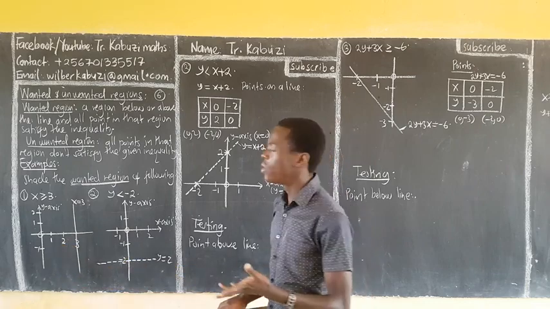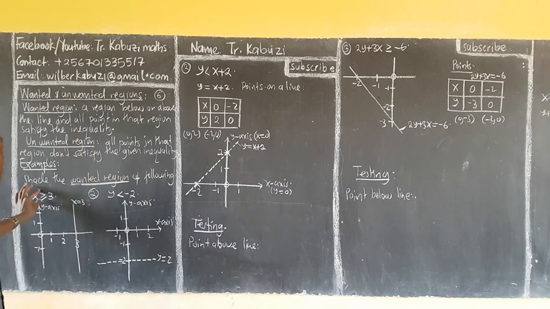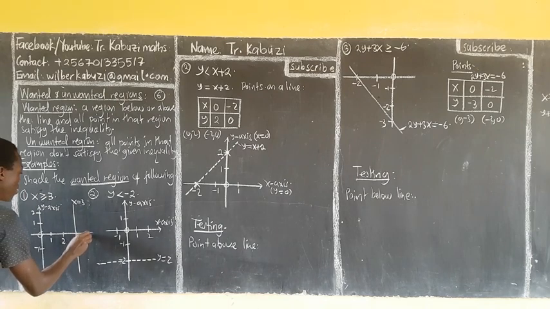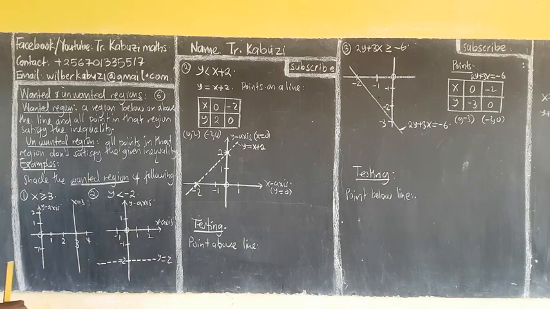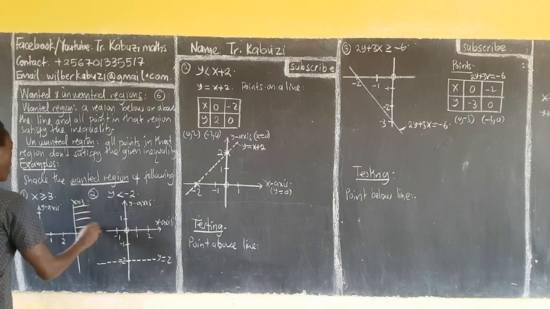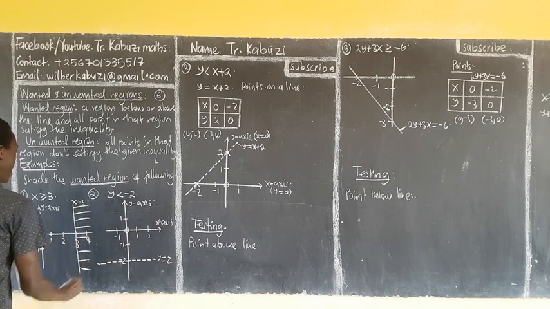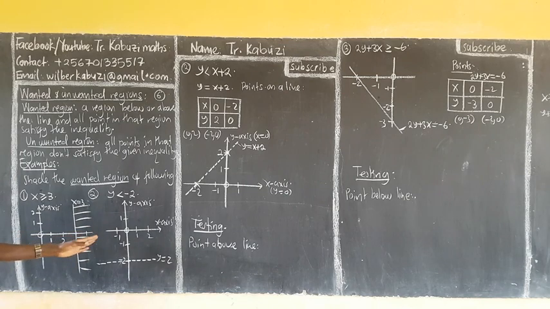So now for the wanted region, you base on the inequality to interpret. These two are very easy because you can easily see the values where x is greater than 3 or equal to 3. This is going to be for 5 and so on. Meaning, if I want the wanted region where x is greater than or equal to 3, this is going to be the wanted region. Why? Because it's the one satisfying this. For any x value on this side, it is going to be greater than or equal to 3.